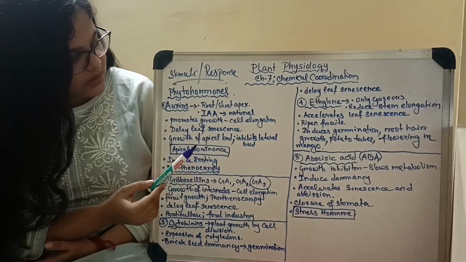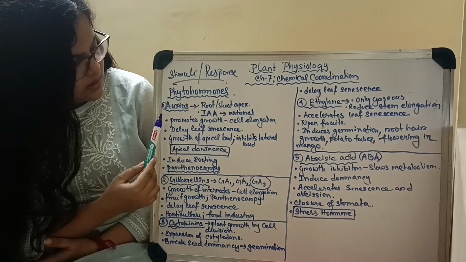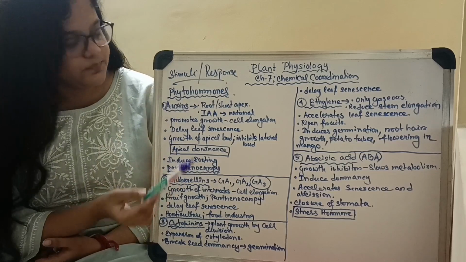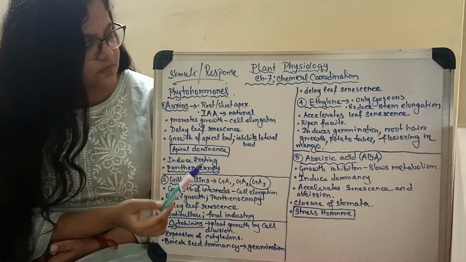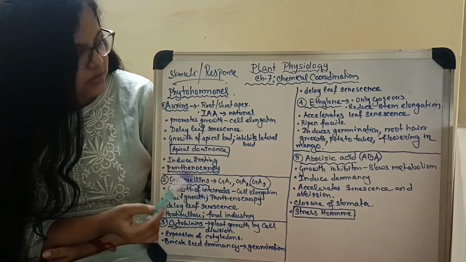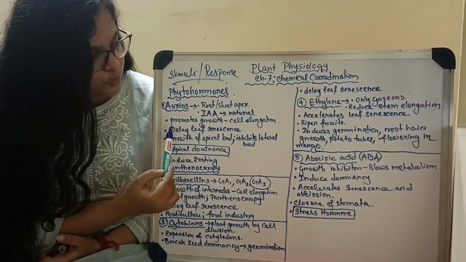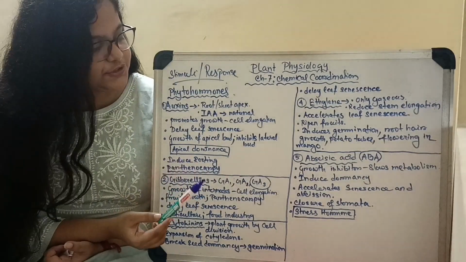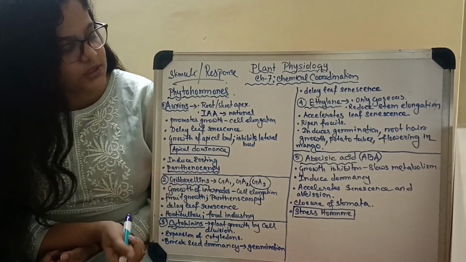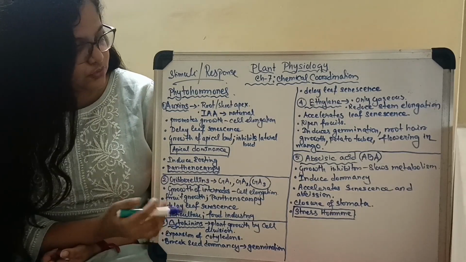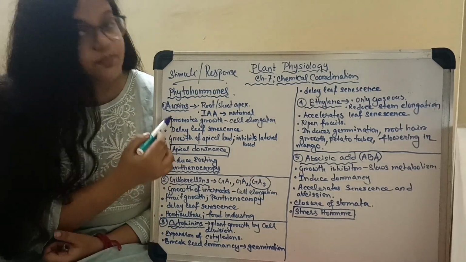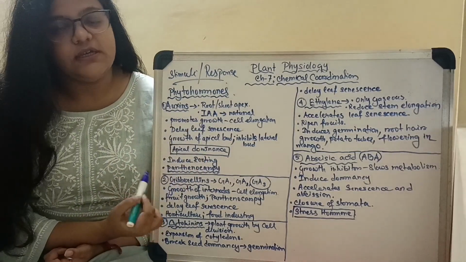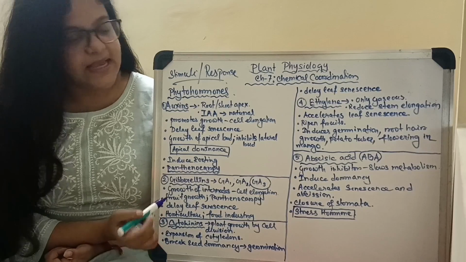Now auxins. What are auxins? First of all, let us know where they are found. Auxins are found in the apex of the root and shoot. Why? Because mainly they promote growth by cell elongation. Cell elongation means the stretching of the cell walls, which ultimately leads to growth. The most important auxin is IAA, which stands for indole 3 acetic acid.